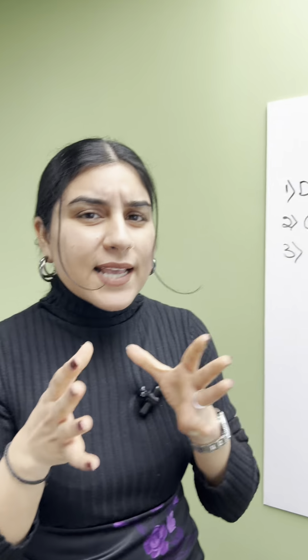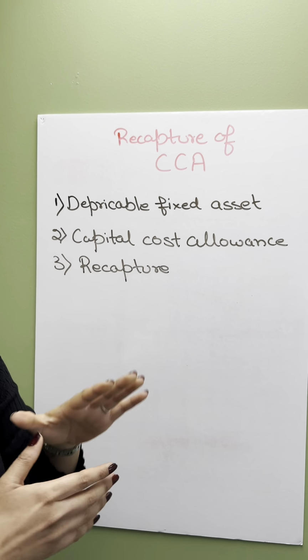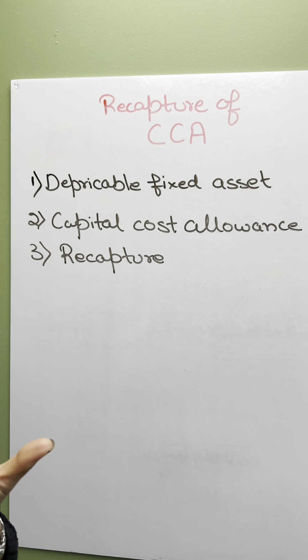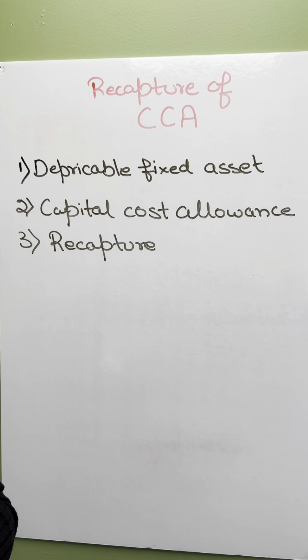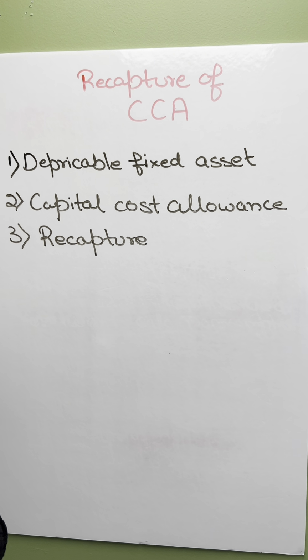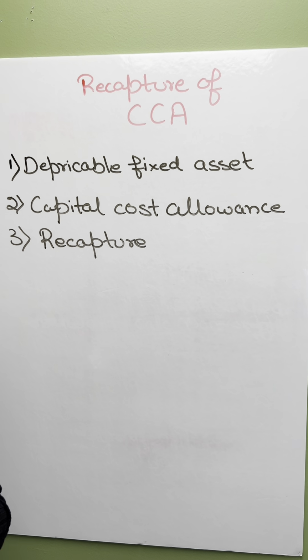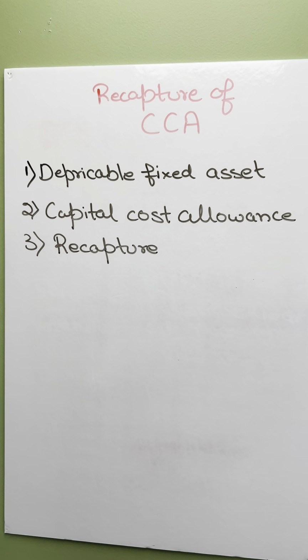Before we dive into the details of recapture, let's explore some key terms related to it. Number 1, depreciable fixed asset. It is something like equipment, a building, or a vehicle that your business owns. Usually, it loses its value over time. So, depreciation is how you account for this loss, and it often refers to a tax deduction to spread the cost of the asset over its useful life.